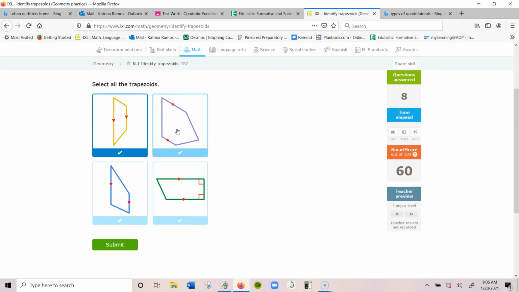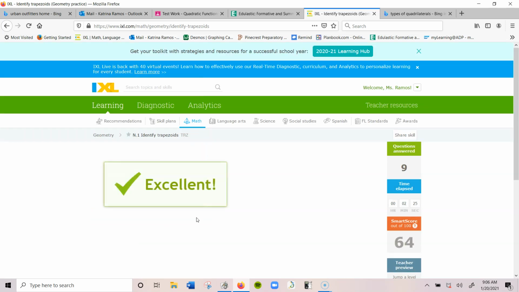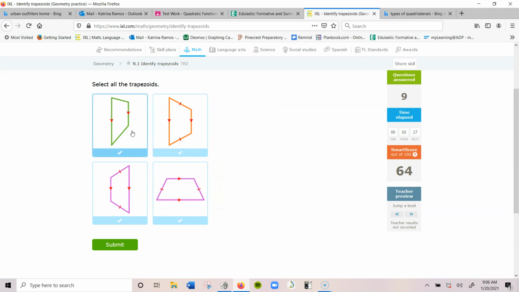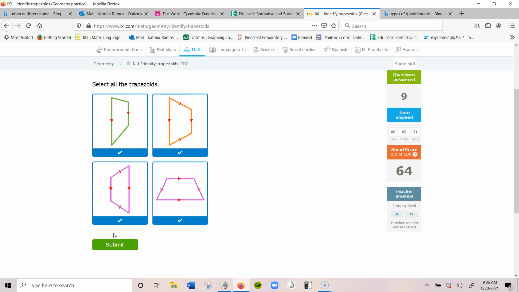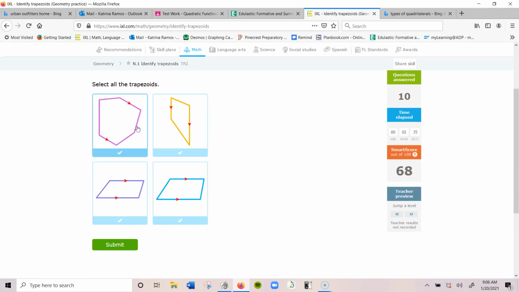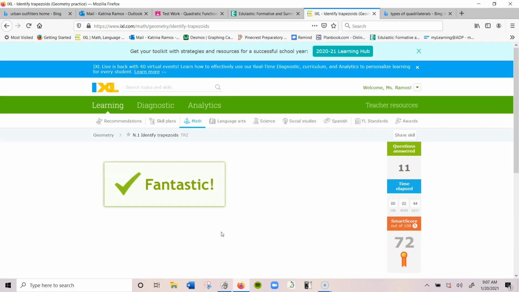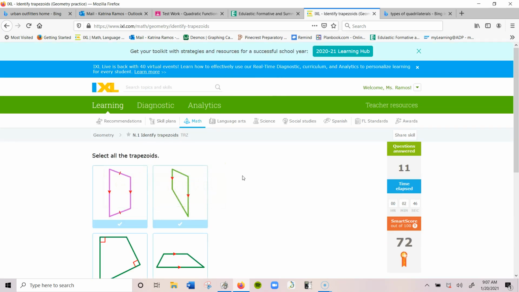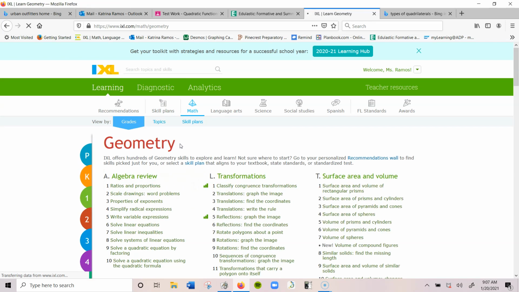4 sides and parallel, this is 5 sides, so no. 4 sides and parallel opposite sides, and same here, so yes. Same thing, these all are quadrilaterals with parallel sides, so yes. Last one here, this one has 6 sides, so this is not a trapezoid. This has 4 with those parallel opposite sides, as well as this one and this one. Okay, so that's N1. Let's go to N2.